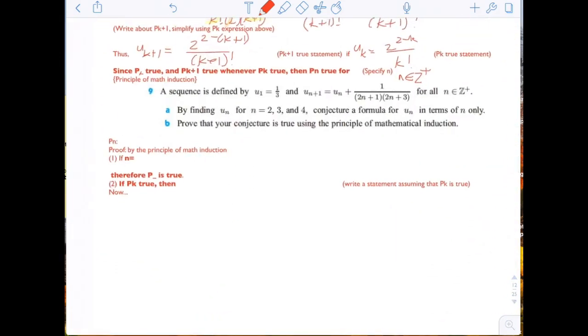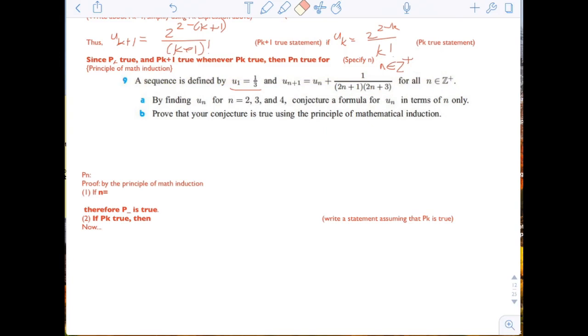Number 9. So for number 9, they didn't actually complete the conjecture. They gave us a sequence defined by a recursive formula. In part A, they say, try to propose an explicit formula for u subscript n for these integers, 2, 3, 4. So what they're saying is, go ahead and use the recursive formula to figure out U2, U3, U4, and then try to propose the explicit formula.